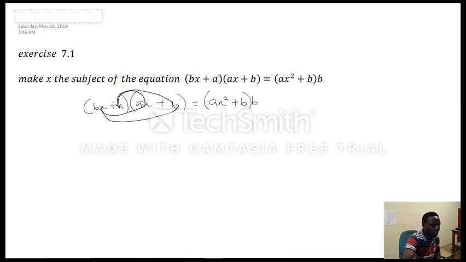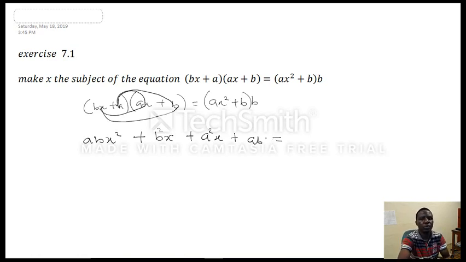this. And when you do that, you have bx times ax to give us abx squared, and bx times b will give us plus b squared x. When you multiply a times ax, you have plus a squared x, and when you multiply a times b, you are going to have plus ab. While on the right hand side, we are going to use b to multiply the bracket, and that will give us abx squared plus b squared.